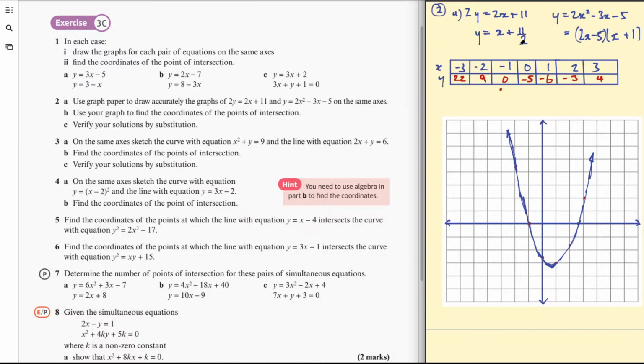Now the straight line is 5.5. Sorry, the y-intercept is 5.5. Be about here. And the gradient is 1. This scale is really going to mess me up.